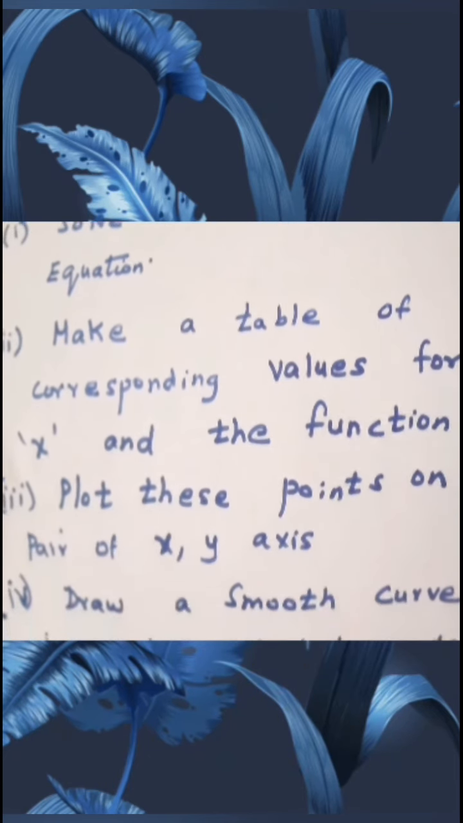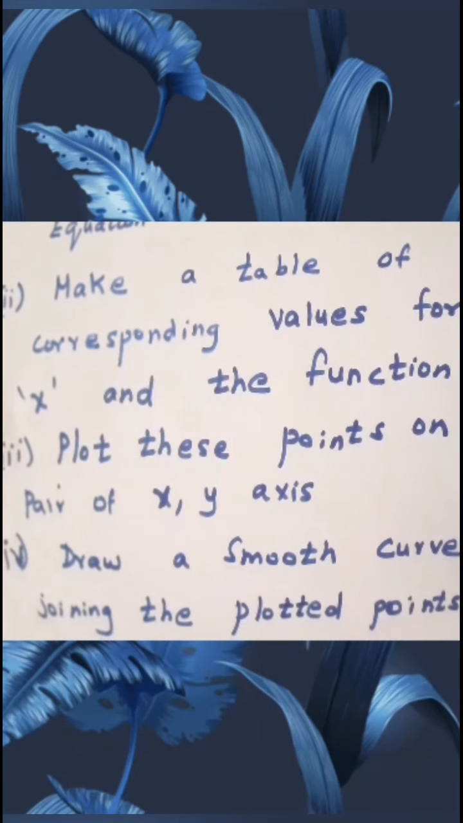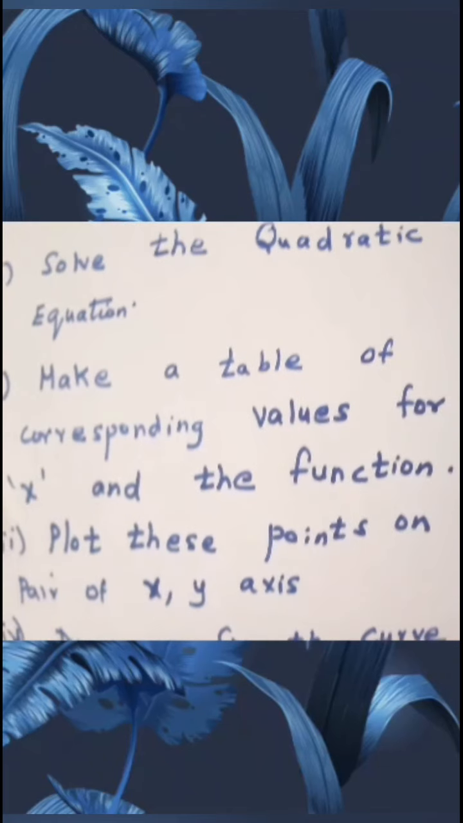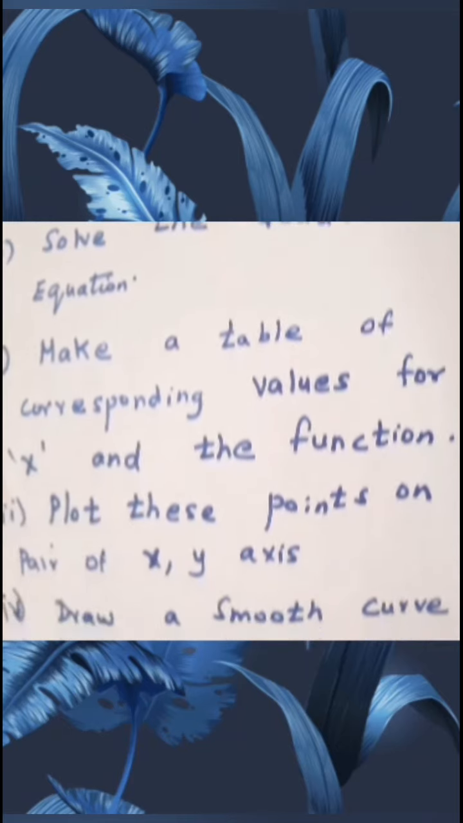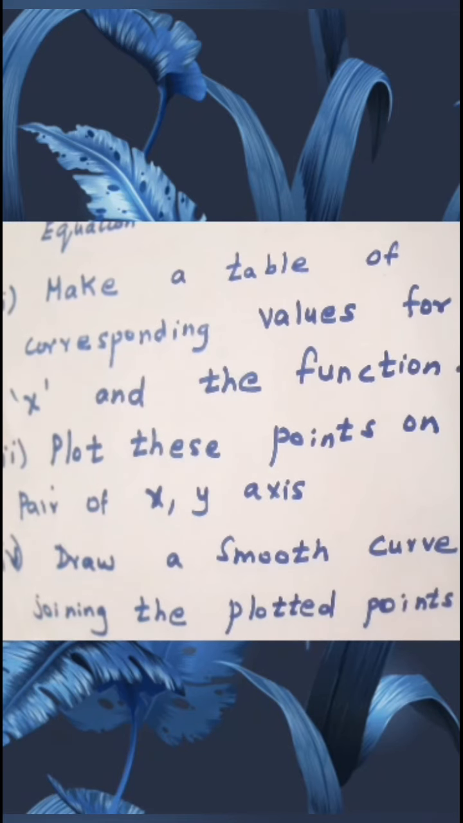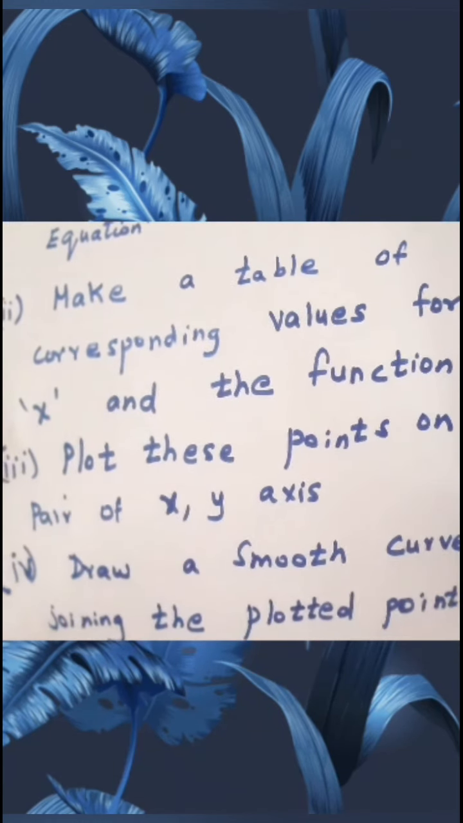You can have a look. Quickly, first solve the quadratic equation. Then you're going to make a tabular column. Third, you're going to plot the points on the x-axis and the y-axis. Fourth, you're going to draw a smooth curve, just joining all these points.